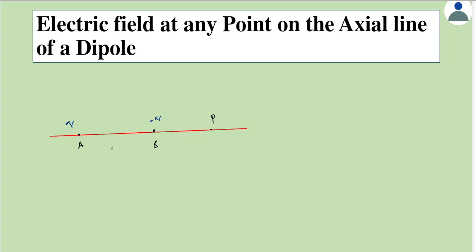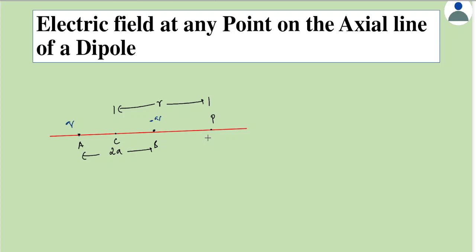Remember that the distance between A and B is called 2A. So to overcome this problem, we need a common reference point, and that point should be the center of the dipole. The center of the dipole, which you call C, is taken as the reference point. So our aim here is to find the electric field at the point P such that the distance between the center of the dipole and the point P is some r. So we need to find the electric field here.